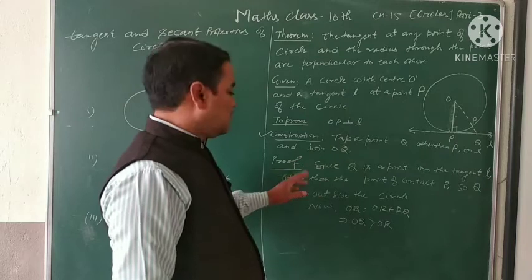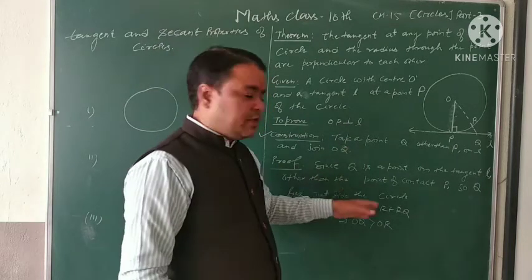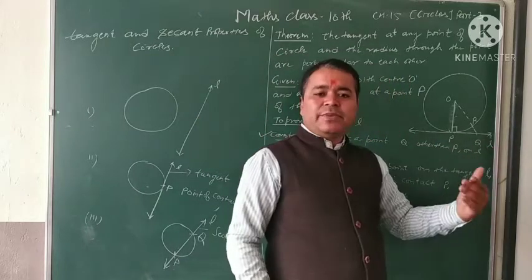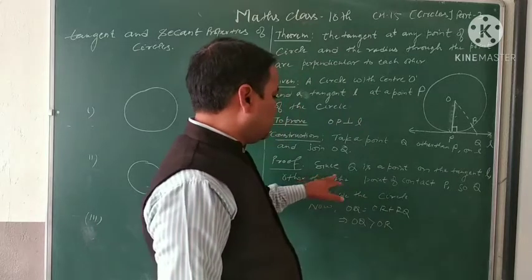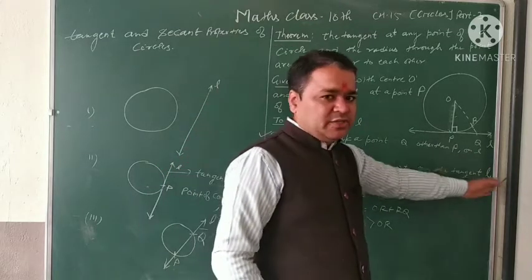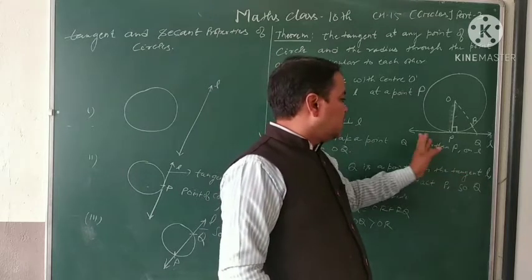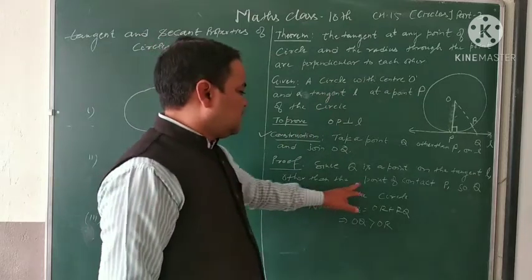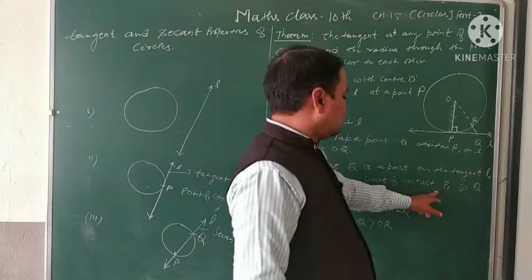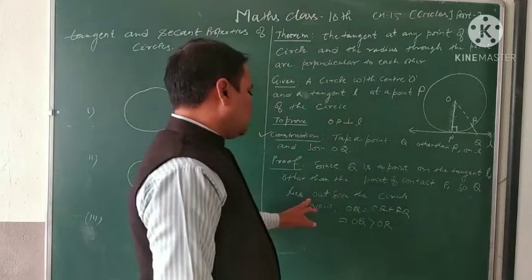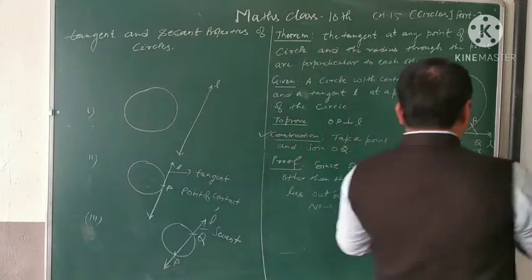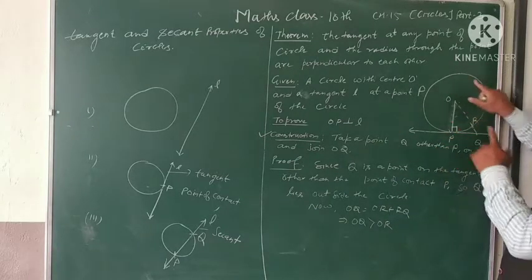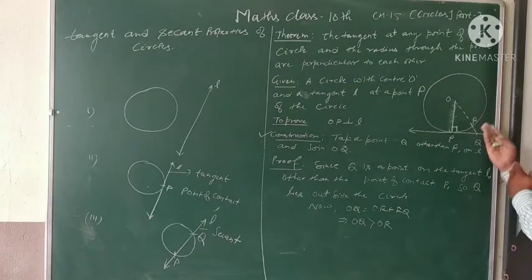Now how do we prove it? According to the construction we wrote here, since Q is a point on the tangent L, where line L is behaving like a tangent, therefore we use the words "since Q is a point on the tangent L other than the point of contact P." So Q lies outside the circle. It means point P is lying on the boundary of the circle, but Q is outside of the circle.